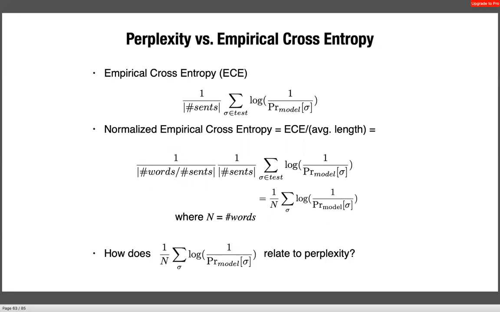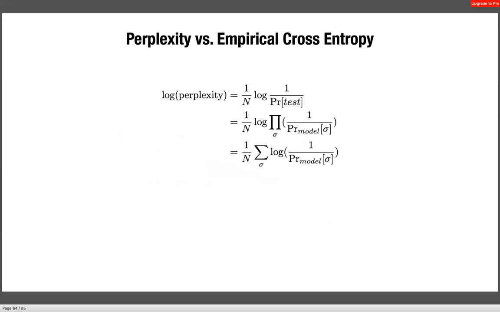And how does this relate to perplexity? Recall what perplexity was: it was 1 by the probability of the test set, the entire thing to the power 1 by n. If you take the log of that expression, you end up with this particular formula. This can be further expanded by taking the product over every sigma in your test set, and then that just becomes a summation over all sigma of log 1 by the probability of sigma as assigned by your language model. So perplexity is nothing but e raised to the normalized cross entropy, the empirical cross entropy quantity.